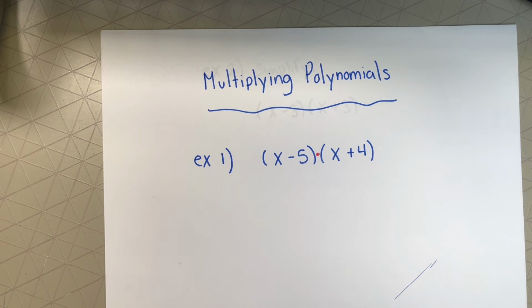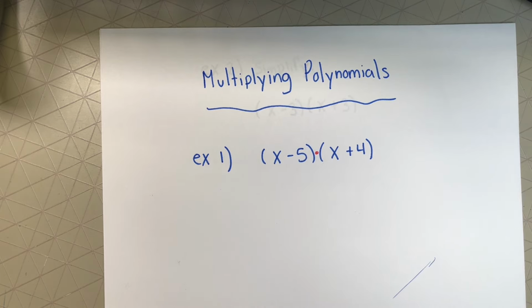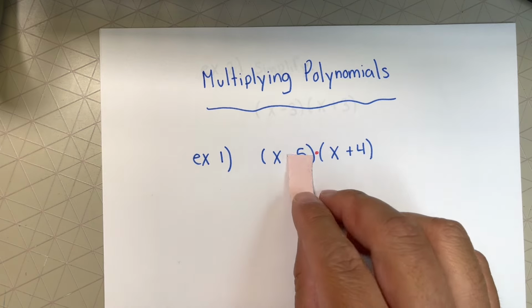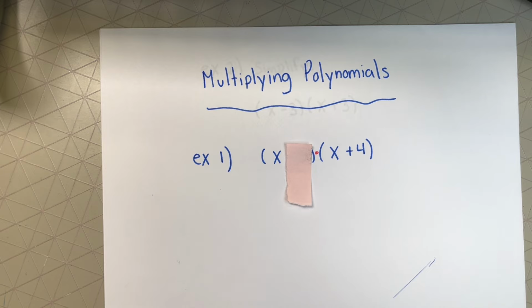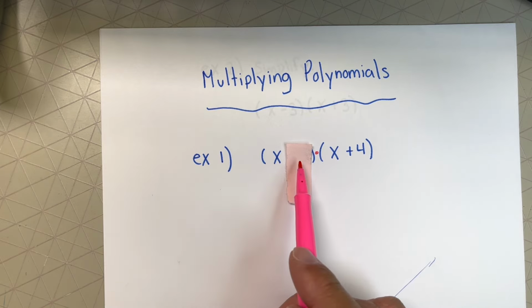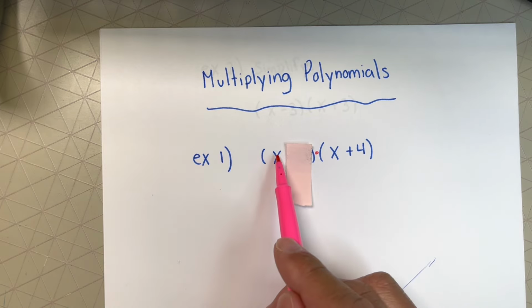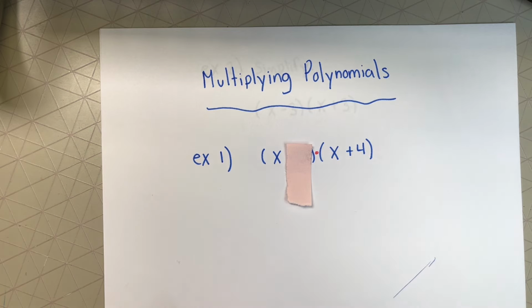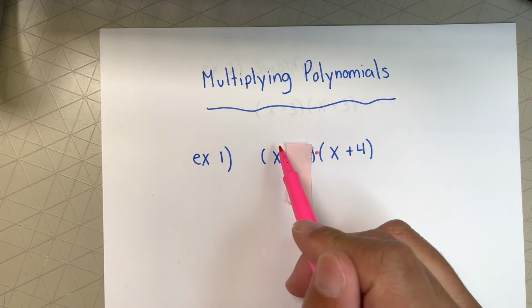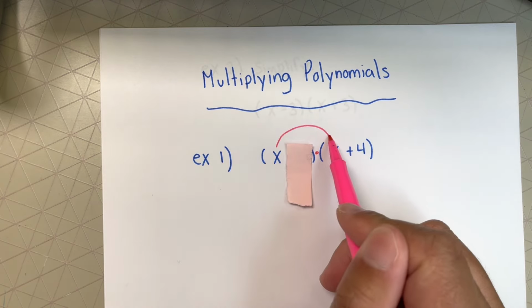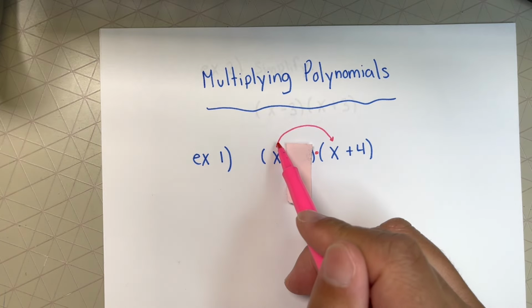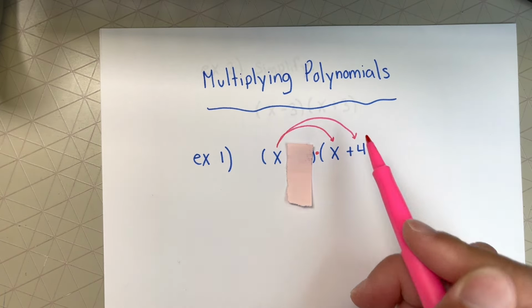So how should we focus on this? Well, the first thing I always recommend is, when you're looking at this, ask yourself, what's the first thing I should distribute? So I want you to cover the second term. If you cover the second term in the first parentheses, that means you're distributing x to x and 4. And whenever we distribute, you want to draw arrows. X times x and x times 4.